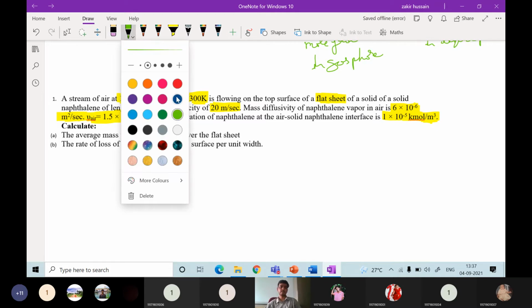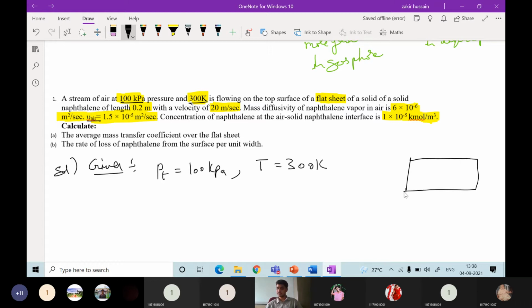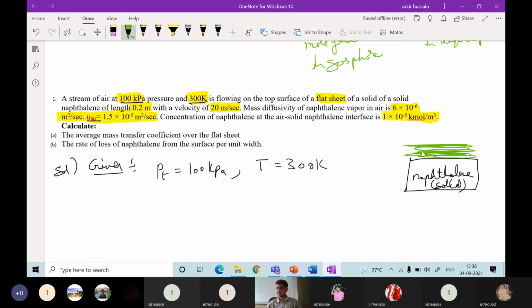So let us write the given data now. Please think and tell what is the relationship between kinematic viscosity and dynamic viscosity before I write this given data. So this is 100 kilopascal, which is pressure, PT is equal to 100 kilopascal, and this 300 Kelvin is temperature, T is equal to 300 Kelvin. A flat sheet of naphthalene is there, present in solid form. On the flat sheet, air is flowing like this on top of the flat sheet, at velocity V bar is equal to 20 meters per second.